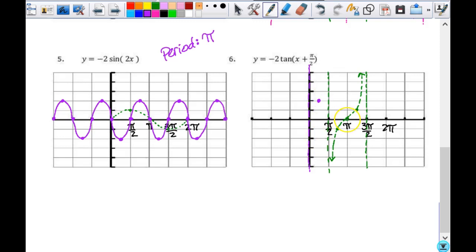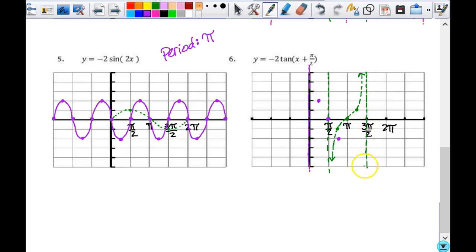This value here is at pi. The x value is at pi. I shift it to the left pi halves. And then I multiply and reflect, and since it's on the x-axis, nothing happens. Then this point here, I translate it left pi halves. My y value is 1. I multiply it by 2, but then I reflect it in the x-axis to get that right there.